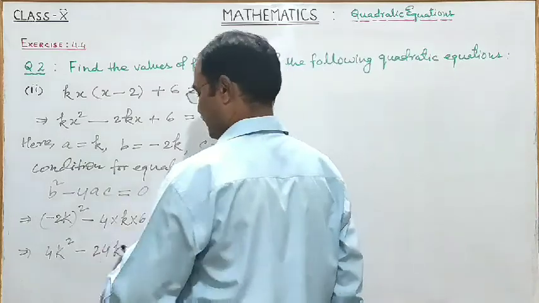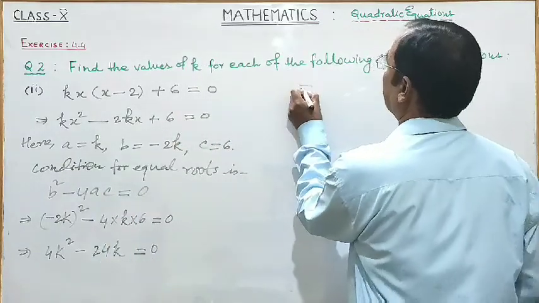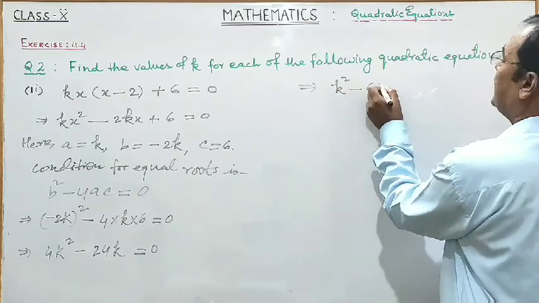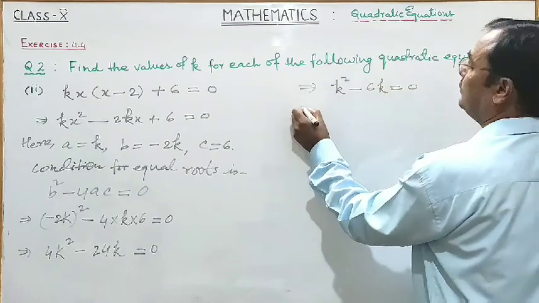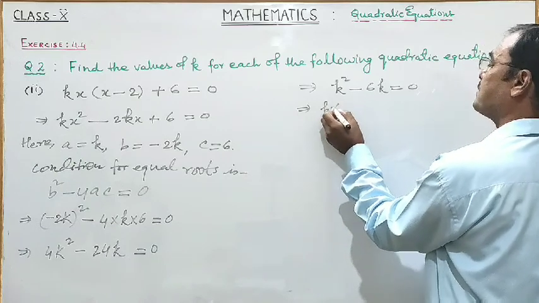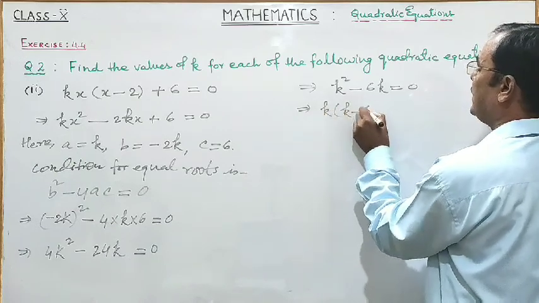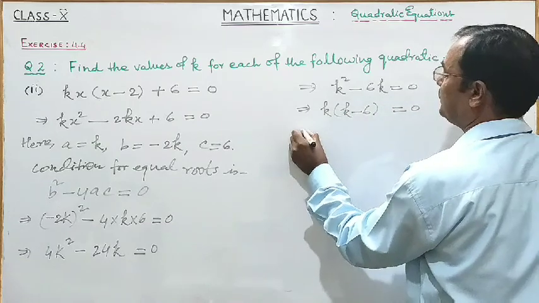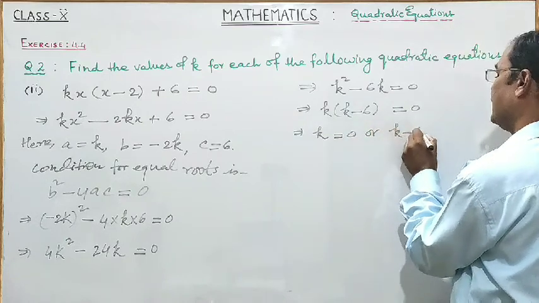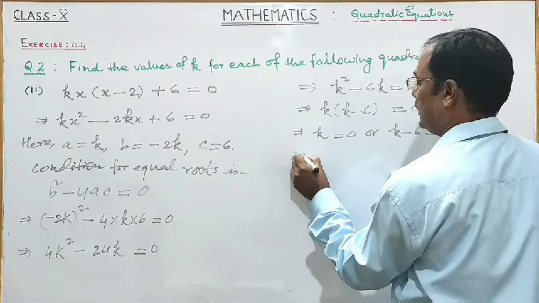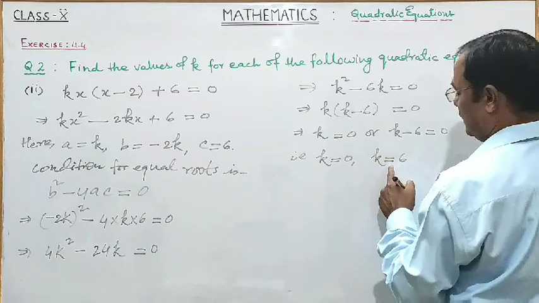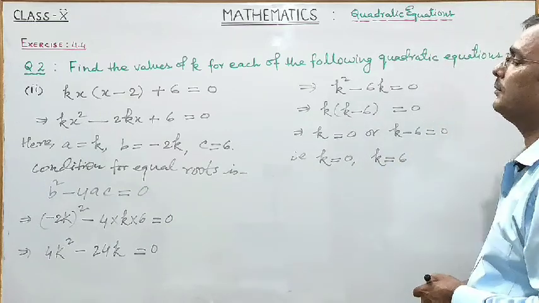Divide this equation by 4. K square minus 6k equal to 0. Take common factor k. So k into k minus 6 equal to 0. This implies k equal to 0 or k minus 6 is equal to 0. That is k is equal to 0 and k equal to 6. These two values of k we have got here.